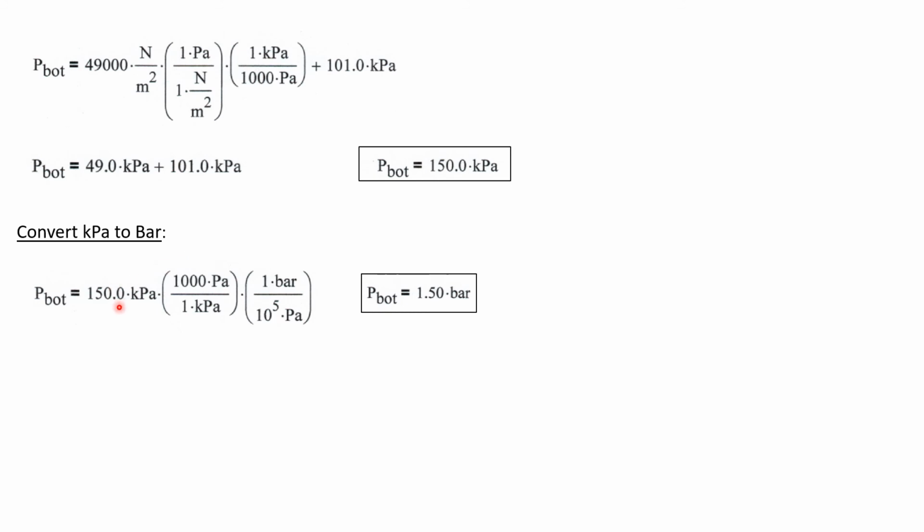To convert that to bar, we'll recognize that a kilopascal is 1,000 pascals, and that there are 10 to the 5th pascals in a bar. We can see that our kilopascal terms cancel, our pascal terms cancel, and we're left with the pressure at the bottom of the lake being 1.5 bar.